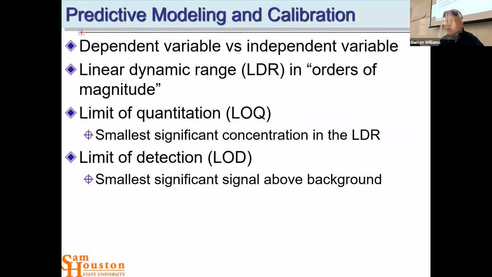And then we have the limit of detection. Now this is a signal value, so this is the y-axis. It's the smallest statistically significant signal above background. You're going to have noise in your chromatogram. You can integrate noise and come up with area counts even if there's no peak. That's going to be your background. What's the smallest peak that you could be confident in? If you have an area count in your noise of 1,000, the rule of thumb is 3 times your background would be the smallest significant signal.